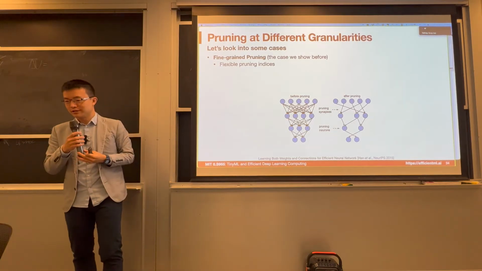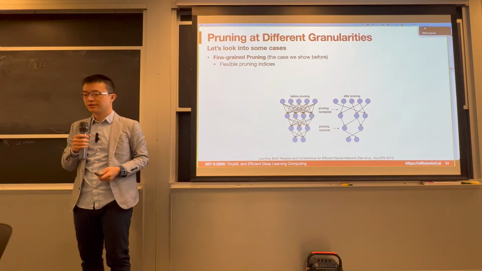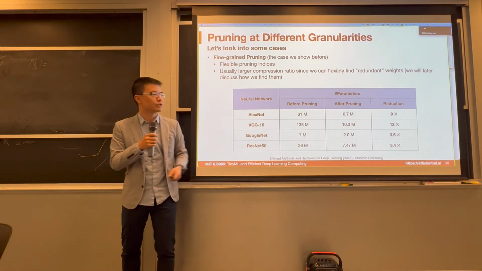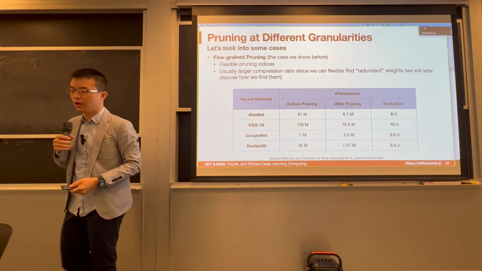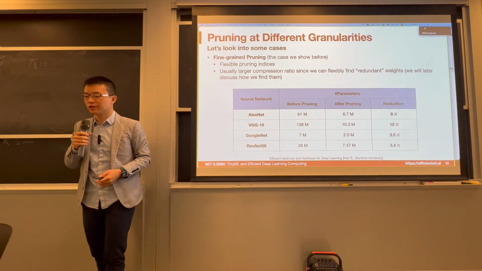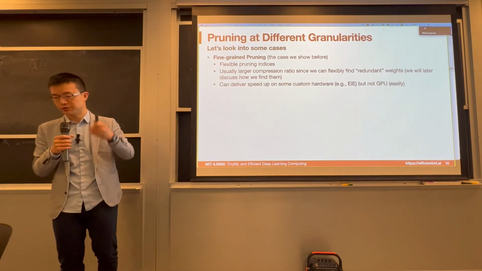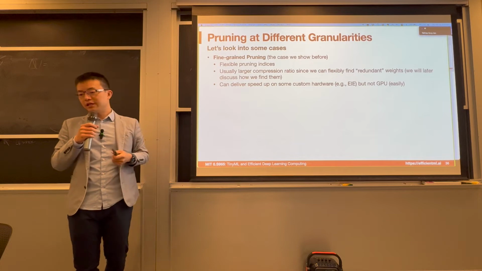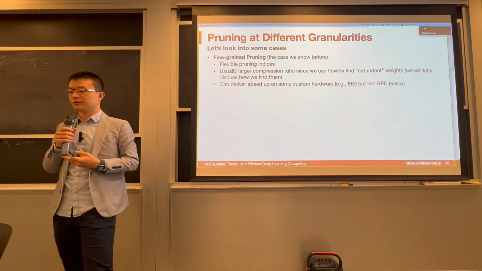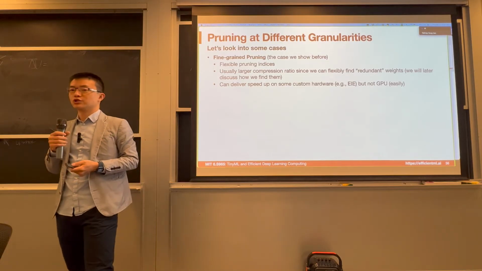Very good question. Let's look into some cases, like fine-grained pruning. We have shown compression ratios ranging from 3 to 12x. They usually have a larger compression ratio since we have the full flexibility to choose which weights to prune. It can deliver some speedup on some customized hardware like EIE, the efficient inference engine, but not very easily on the GPU.